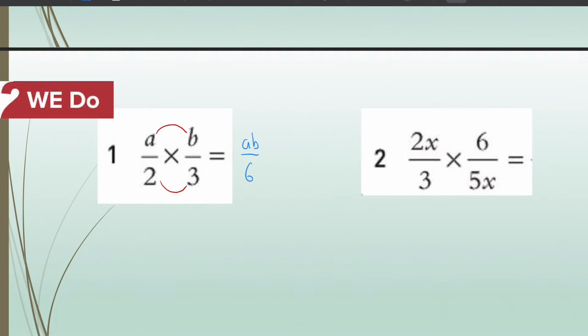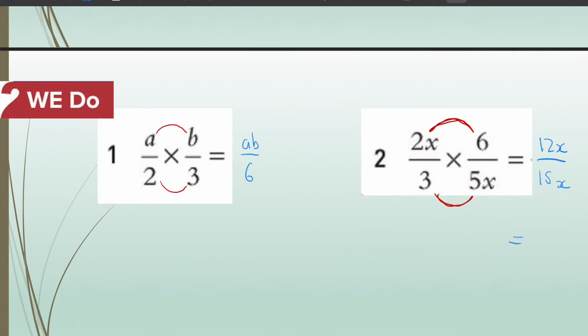Before I do it, I want you guys to have a go at number 2. Just pause the video and take a crack at it yourself and then come back and I'll show you how to do it. Again, it's the same process though. Times the top by the top and the bottom by the bottom. 2x times 6 is 12x. 3 times 5x is 15x.